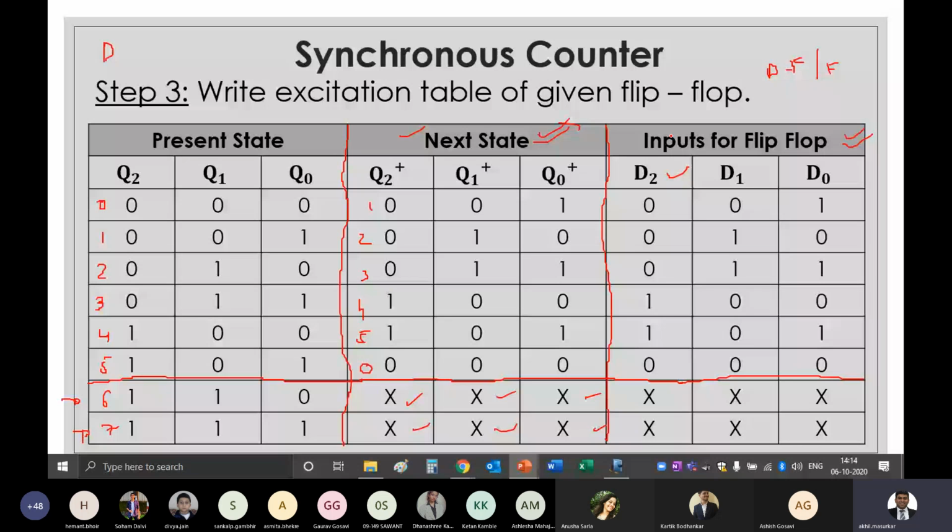Once you are done with this, just type done in the chat box. Yes, any doubts in this particular table, please ask.